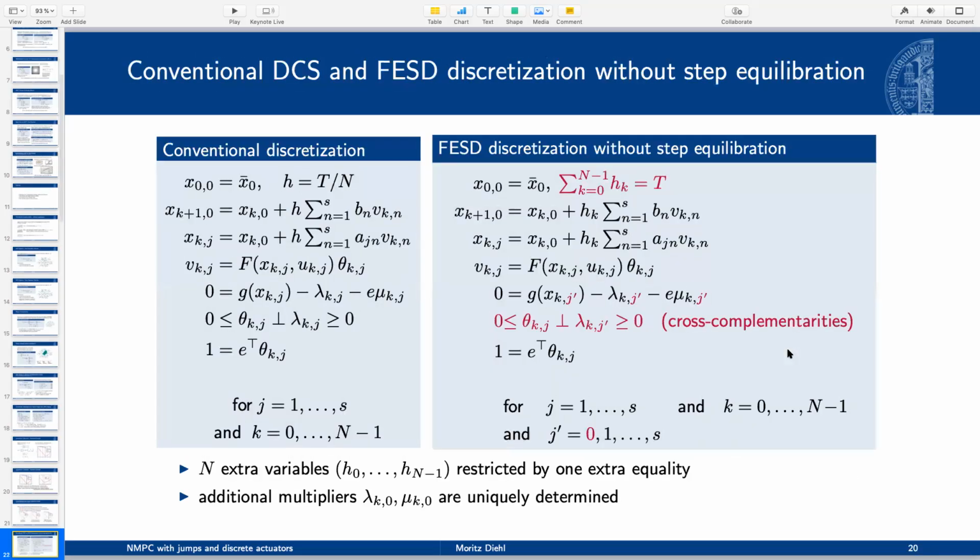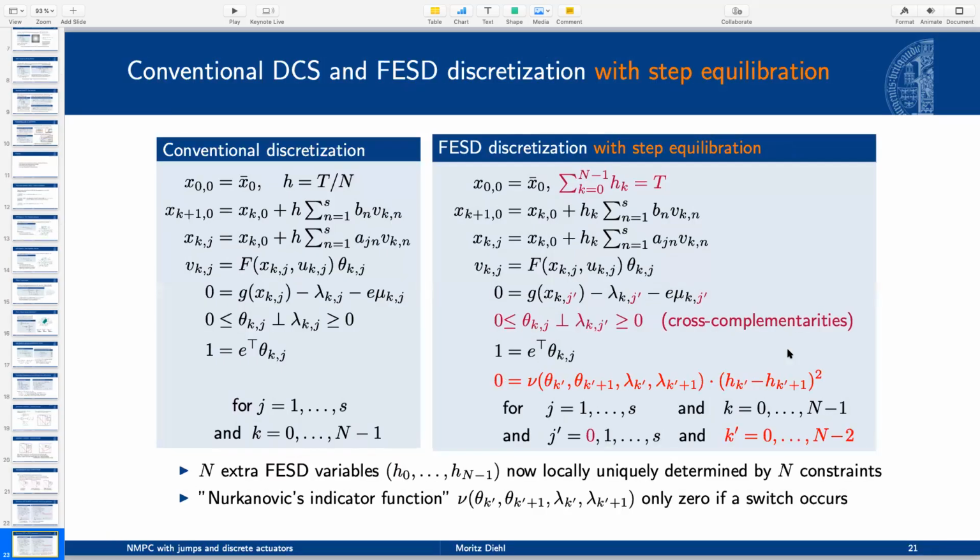And then this is, as I said, a bit nasty, and I will spare it to you, but with step equilibration, it gets even nastier. And then you have lots of conditions here. And you have lots of extra variables, in particular these step sizes. And maybe let me just look at the top line. The step sizes need to add to T, the whole time horizon.